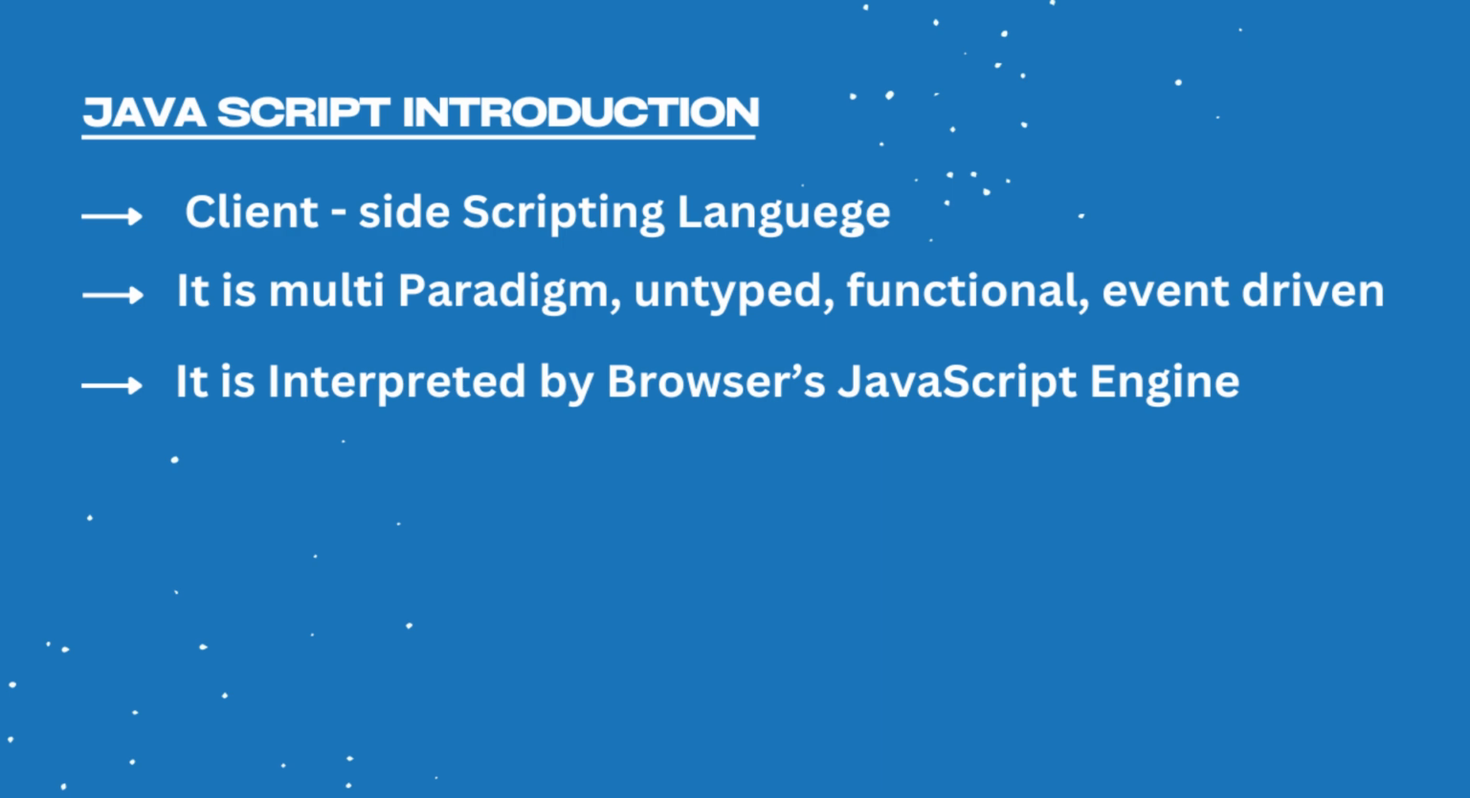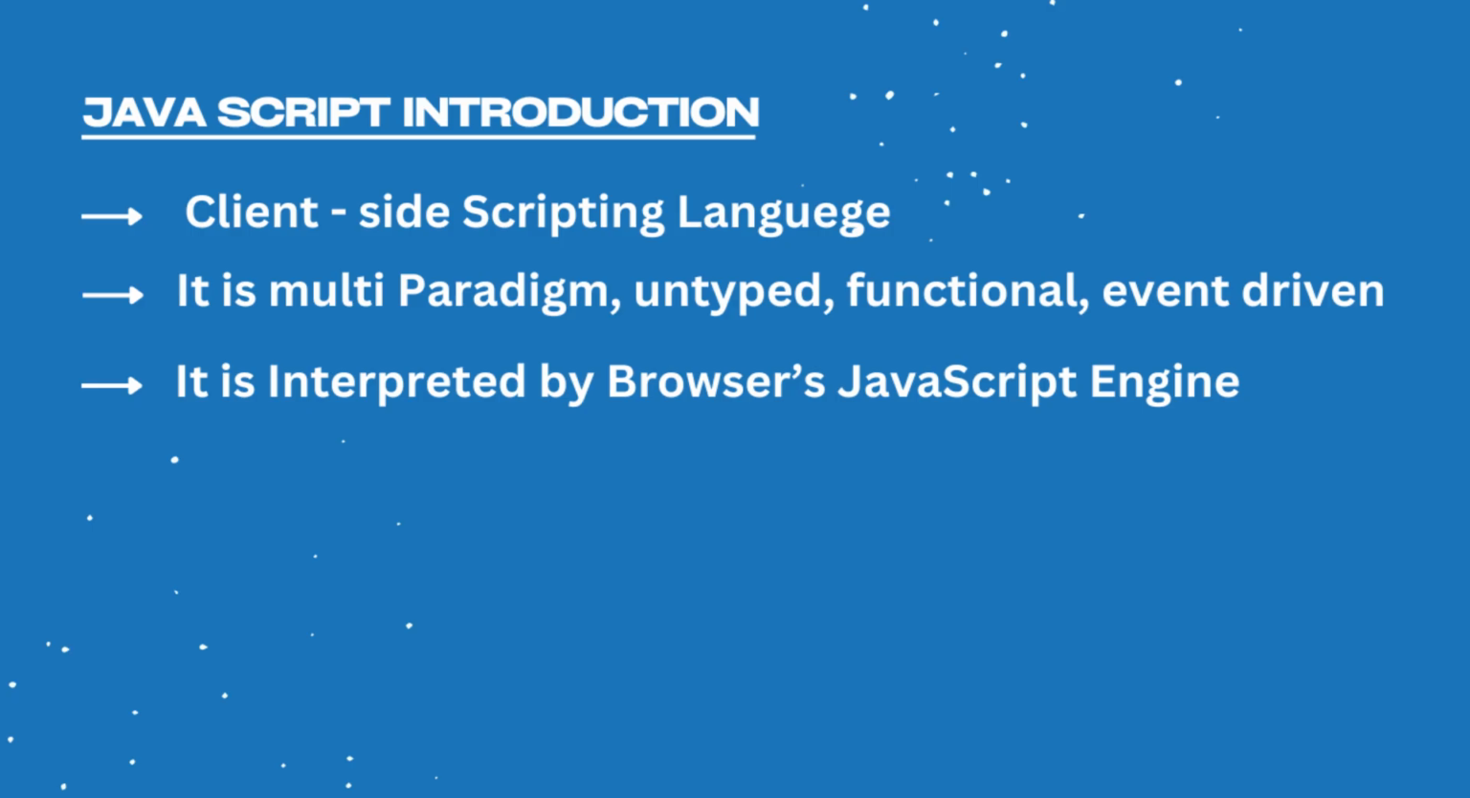Untyped simply means it's not a typed language where you have to define your integer, your float, your boolean. So JavaScript is untyped. Then it's functional. You can do a whole lot with JavaScript. Then it's event driven. JavaScript is based on events.